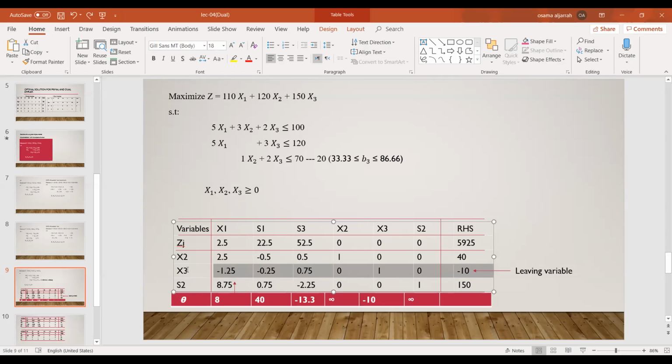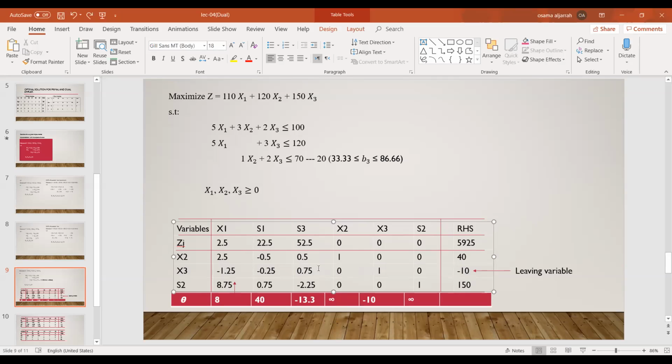So there are two ways to iterate for the next tableau. The first one is just to use the original simplex method. So basically you will divide this row by negative 1.25, then you will have the new pivot row, then subtract the other variables from this row. So for example, you multiply this one by 2, then subtract by this one, also multiply this one by 2, then add them together, and also multiply this one by 4 and then add them together. Then you will have the next iteration.